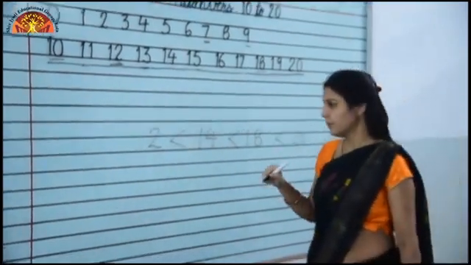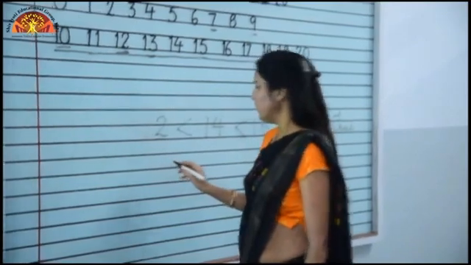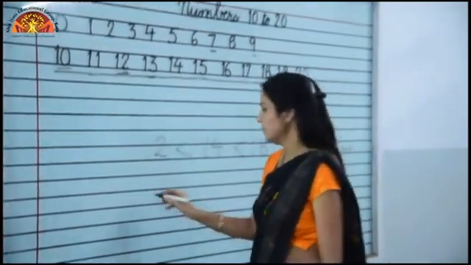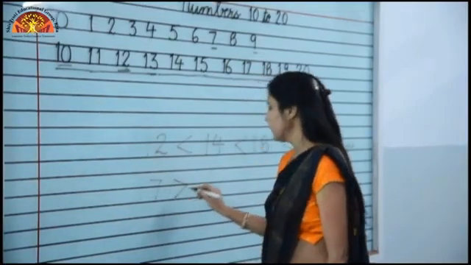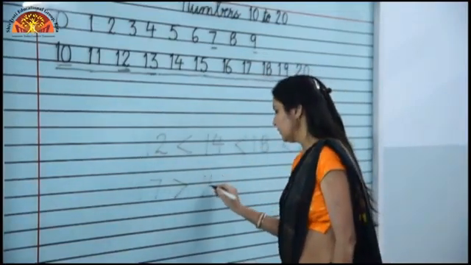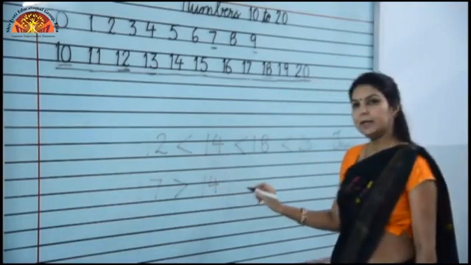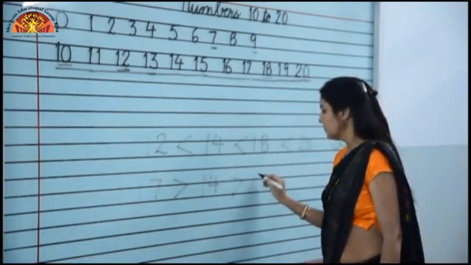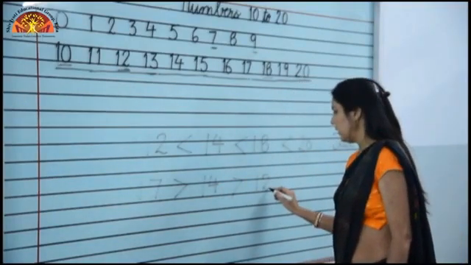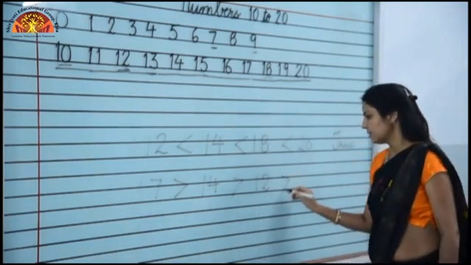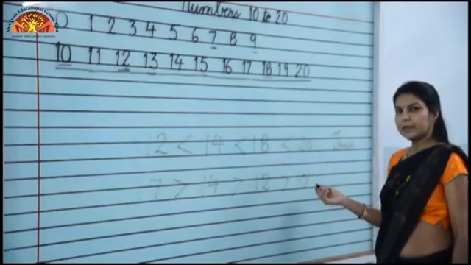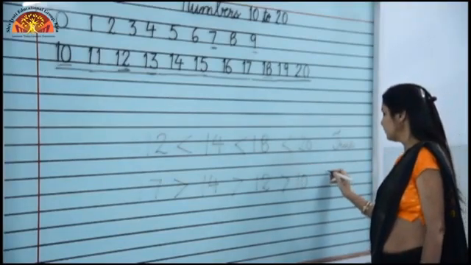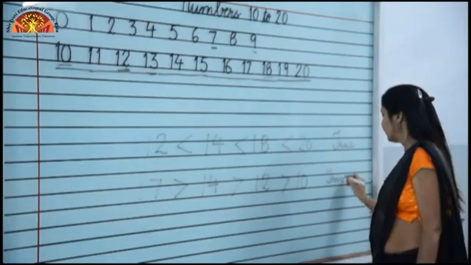Now, we can see one more example. Now, we will see the example of greater than. 17 is greater than 14. Now, 14 is greater than 12 and 12 is greater than 10. So, this is also correct. We will write true in front of it.